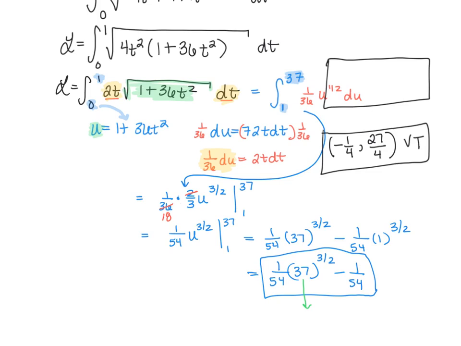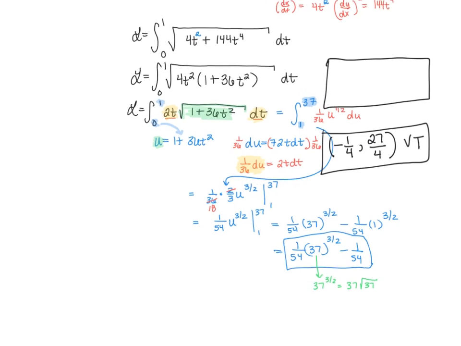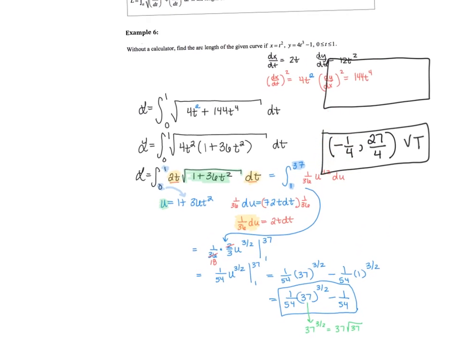If I have 37 raised to the 3/2, just reviewing this, this is going to be the same thing as 37 times the square root of 37. So you're welcome to simplify that a little bit, but it's really not necessary. It's not really going to get much prettier. So that's going to be the length of the curve that is produced by this parametric equation.